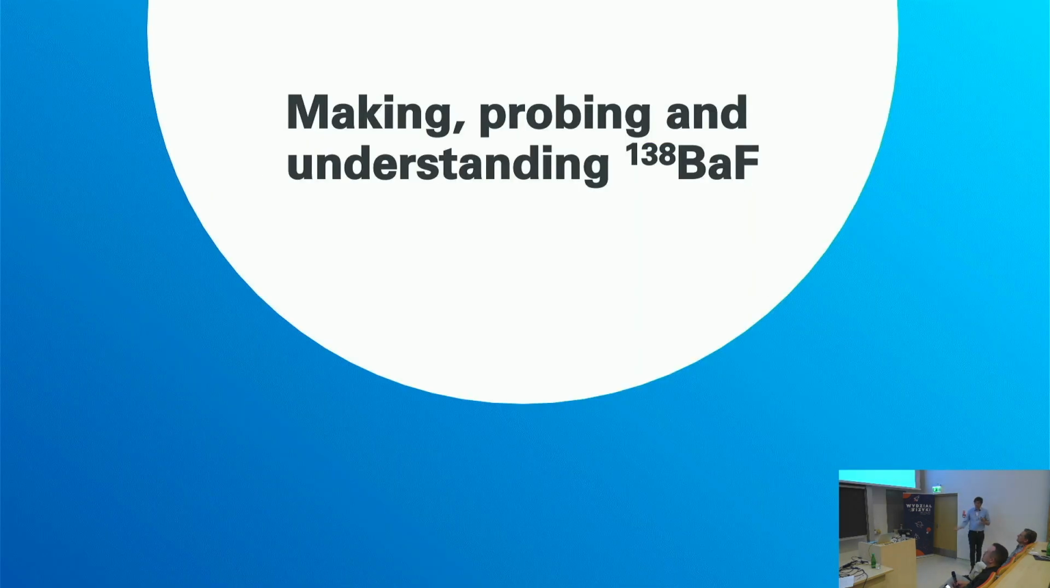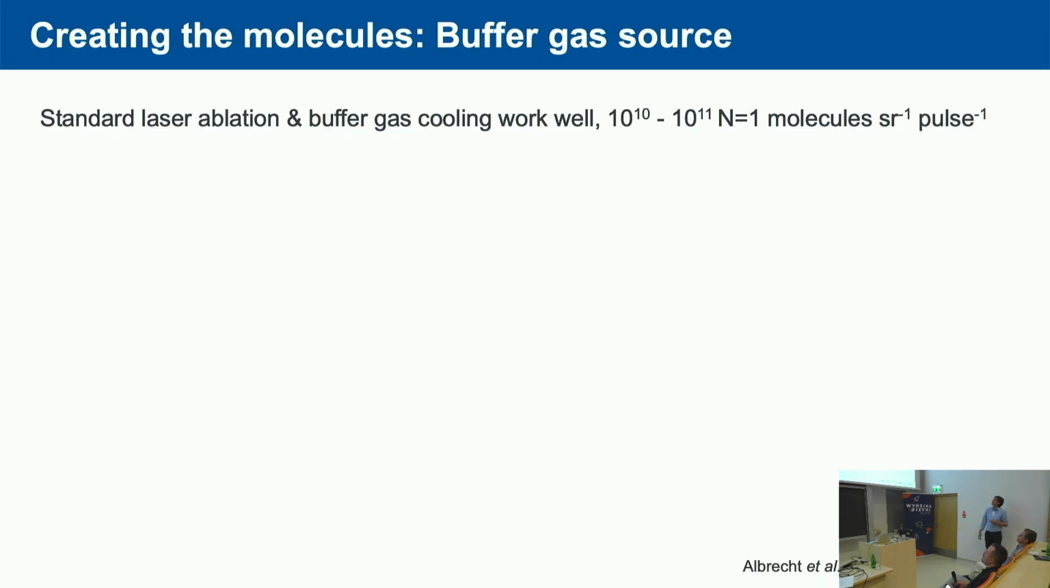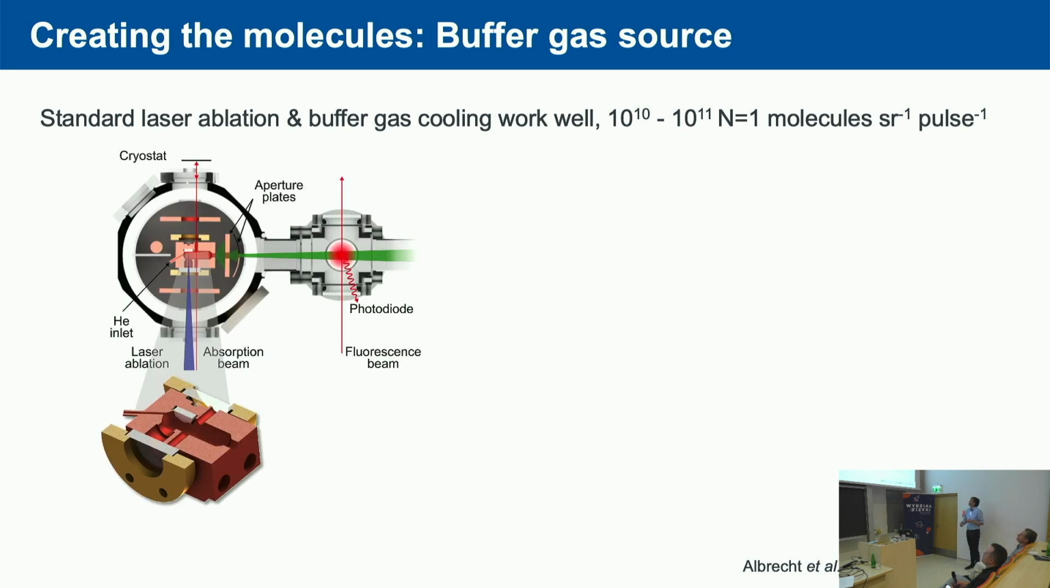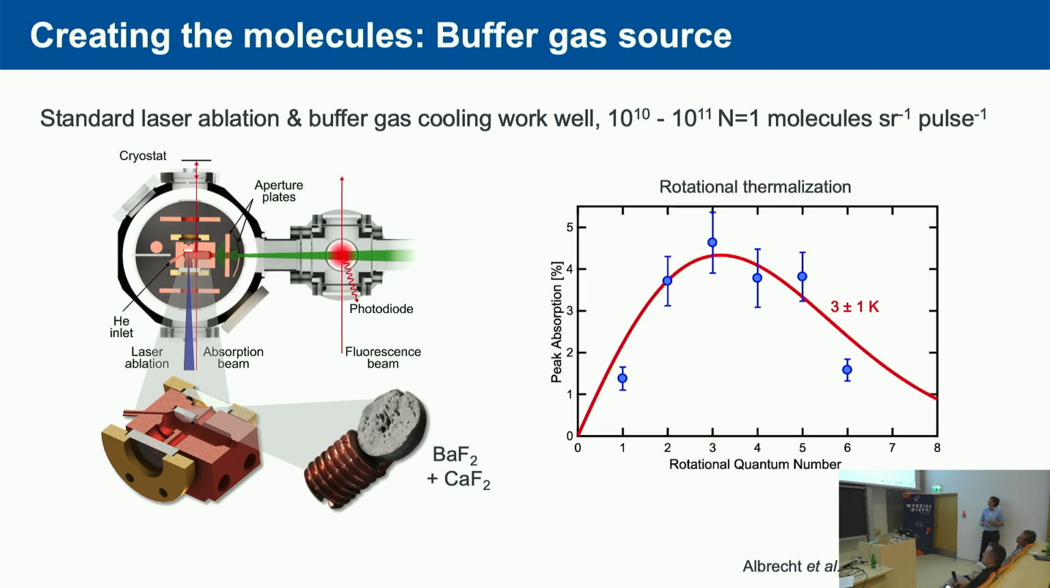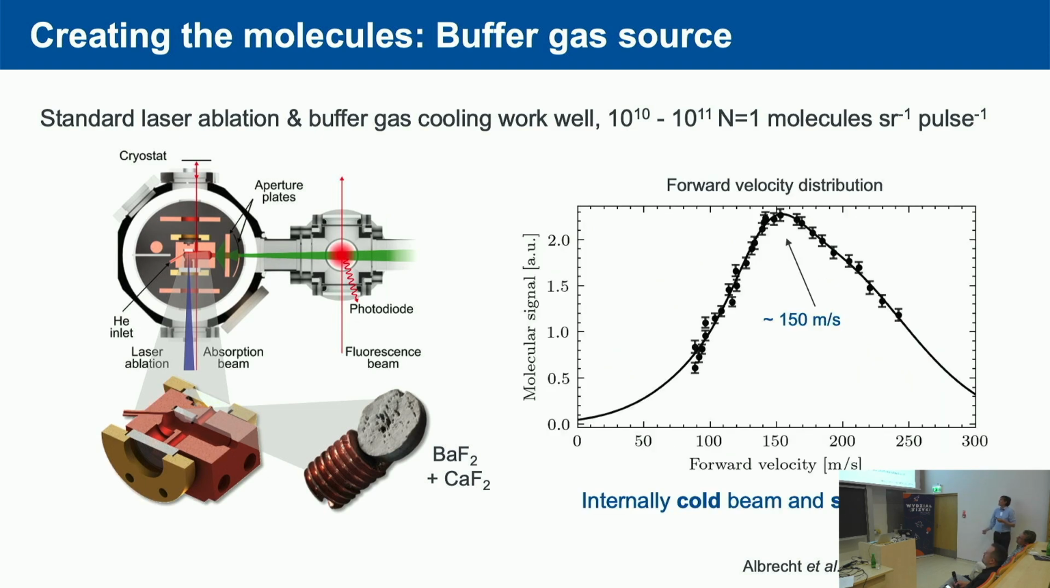So then let's get started, and let's start with the most abundant bosonic isotopologue, which is rather simple. And just as in Mike's talk, we use laser ablation and buffer gas cooling to generate these molecules. All very straightforward, and it turns out it works quite well for this species as well. We ablate solid precursors, and then they thermalize to around 3 Kelvin because we pump on a helium cryostat. So we get an internally cold beam, and we also get a slow beam.